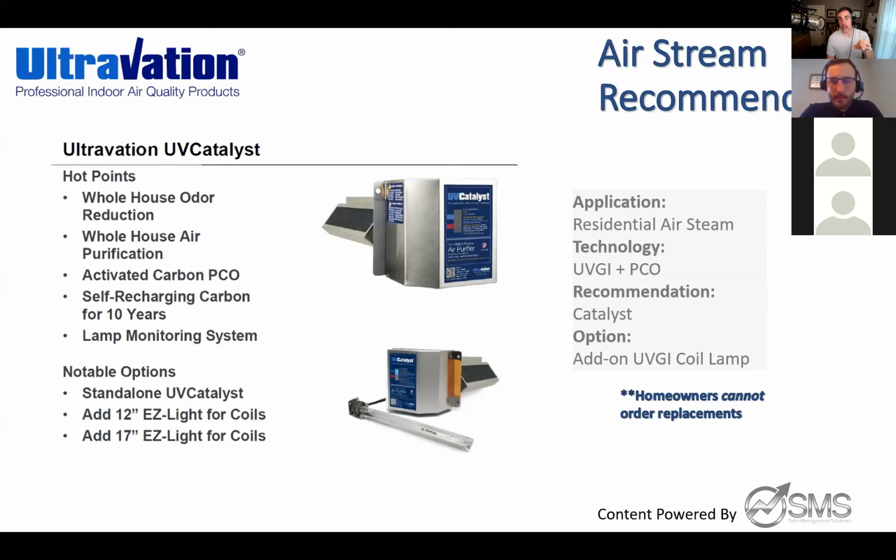If I didn't have those 2 lamps in the coil, I would have just put this Catalyst in the plenum and done exactly the same thing I did before 2 years ago. I would have bought the same exact accessory lamp, the 12 or 17-inch Easy Light. It's the same SKU. I would have just daisy chained that, plugged it right off the power head of the Catalyst, because that's the advantage of this system: you just run the wire right up into the back of the power head, and there's already a jack there. So I just plug the coil lamp in, mount it over the coil, and we would have been done.